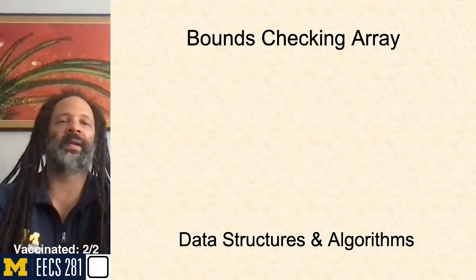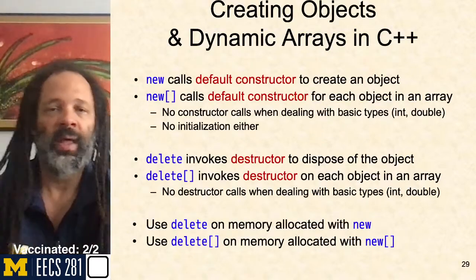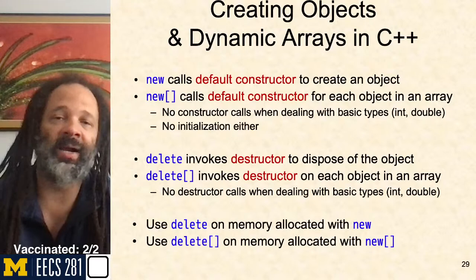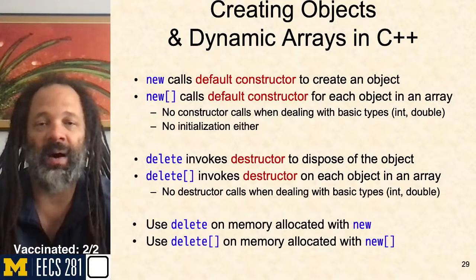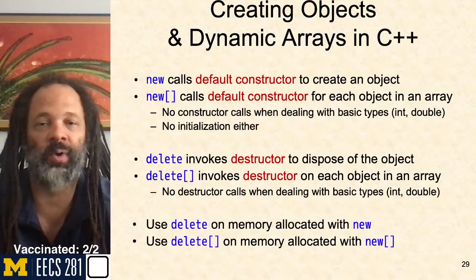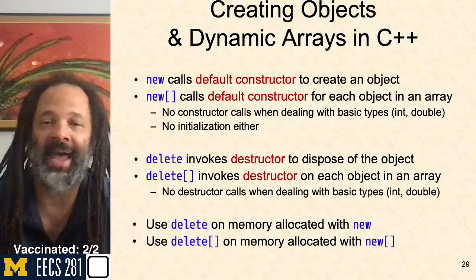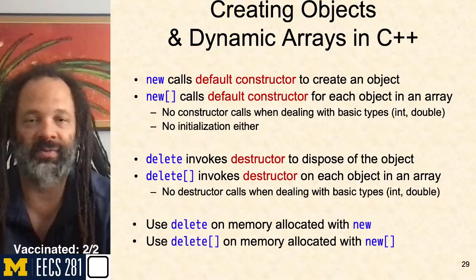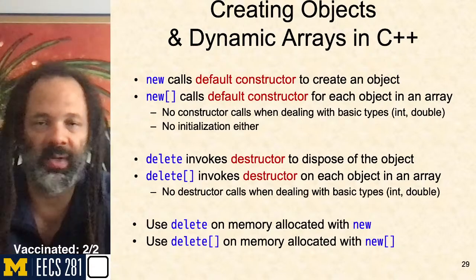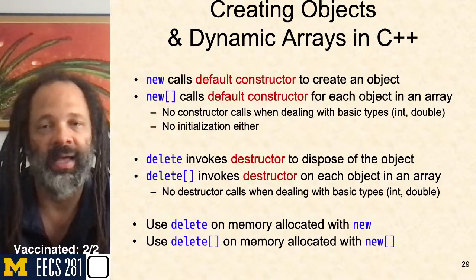I've got a few more minutes here. We're going to get into this bounds checking array. This bounds checking array is an array that's going to allow checking of bounds, meaning when I use square brackets outside of the array, it's going to tell me, hey, that's a problem, instead of just seg faulting. That's what the goal is. So to do this, I'm going to need some dynamic memory. So this is just a little review on dynamic memory.